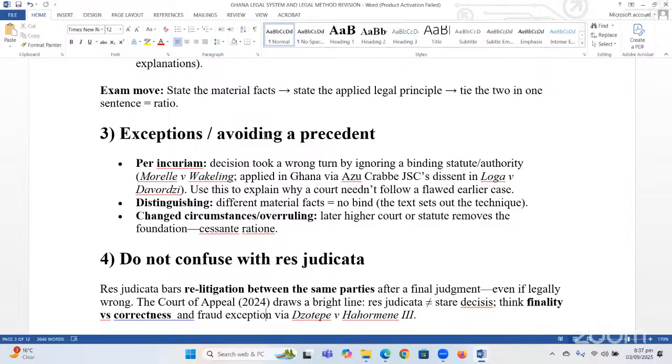How the court actually explained that if the decision which ought to have been followed as a binding precedent was, for example, given in error, like ignoring a binding statute or authority, then it need not be followed, and that is it.